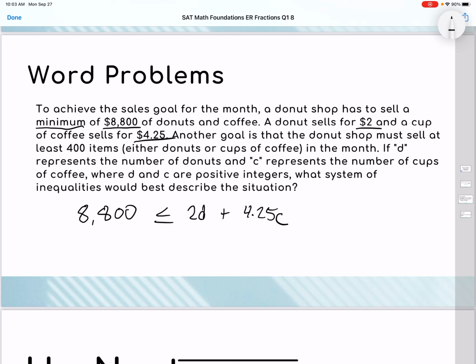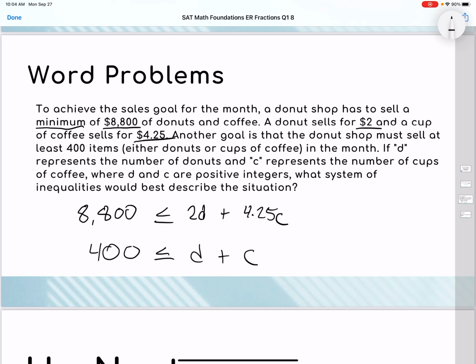All right, so now let's go ahead and view the second goal that they have. It says that the second goal was that the donut shop must sell at least 400 items, some combination of donuts and cups of coffee. Again, a very similar one. 400 is the total, right? And this time we're not looking for how much money is being made off of them, but rather just the total number of donuts plus cups of coffee. And again, that sum has to be greater than or equal to the 400, meaning the 400 is less than or equal to the sum of donuts and cups of coffee sold, because again, it has to be 400 or more to meet the goal of the coffee shop.